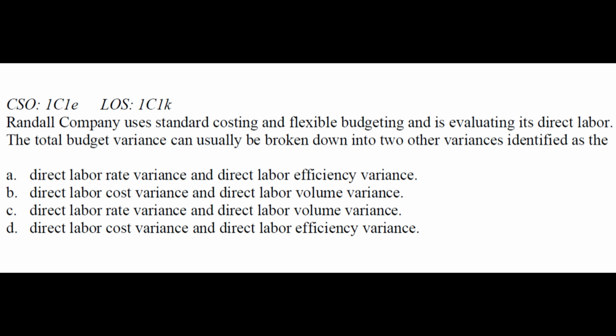Correct answer: A. Direct labor rate variance and direct labor efficiency variance. Under a standard costing system, the total direct labor budget variance is analyzed into: 1. The direct labor rate variance, reflecting wage rate differences, and 2. The direct labor efficiency variance, reflecting differences in labor hours used. These two variances together explain why actual labor cost differs from the standard cost.